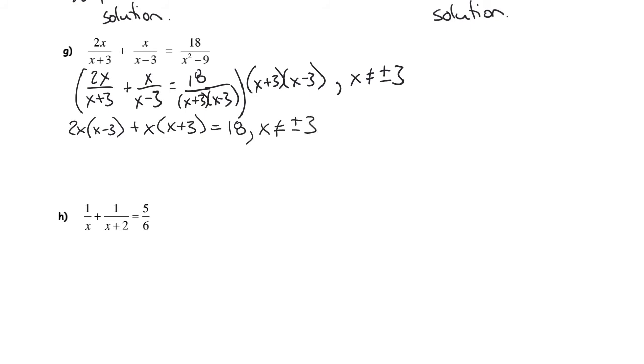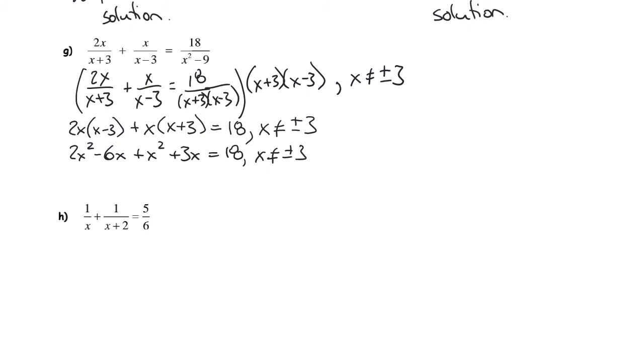And again, I'll say it like this. Do I need to keep writing that x can't equal plus or minus 3? Again, it really depends on your instructor, how your instructor wants you to write that, okay? So you have to pay very close attention. So here, when I expand that out, I'll get 2x squared minus 6x plus x squared plus 3x is equal to 18. X can't equal plus or minus 3.